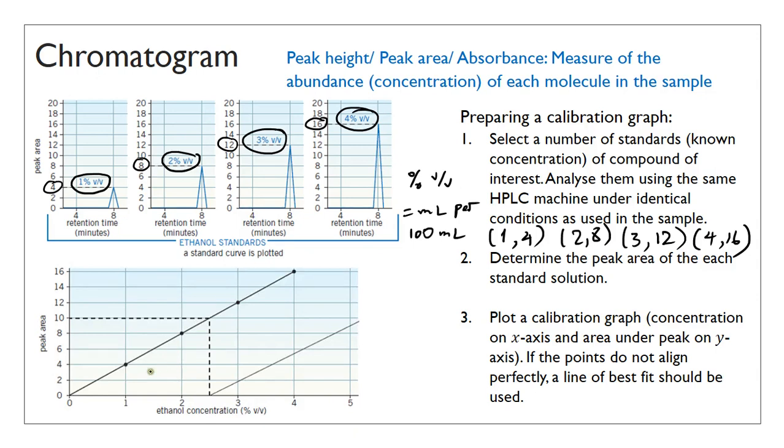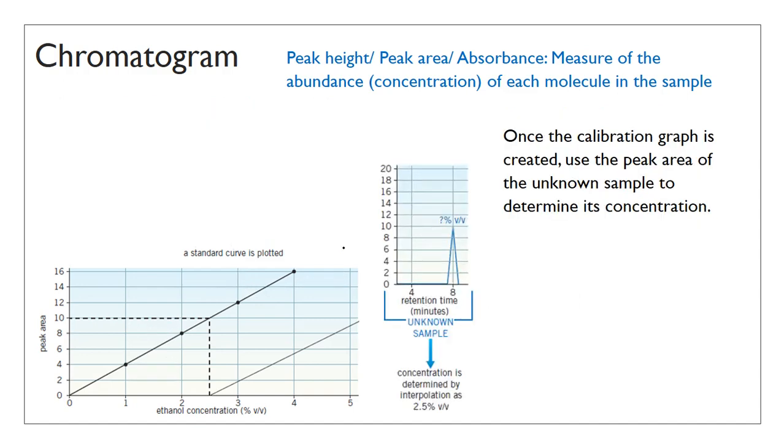So you're going to plot your 4 points: 1, 4, 2, 8, 3, 12, and 4, 16. Now this is a perfect linear relationship. In reality, you're probably going to need to draw a trend line or line of best fit. Also in reality, this is normally done in Excel, so you just put in your scatter plot, add a trend line, and then work out the equation of that trend line. But that's going to be your calibration graph, this particular line.